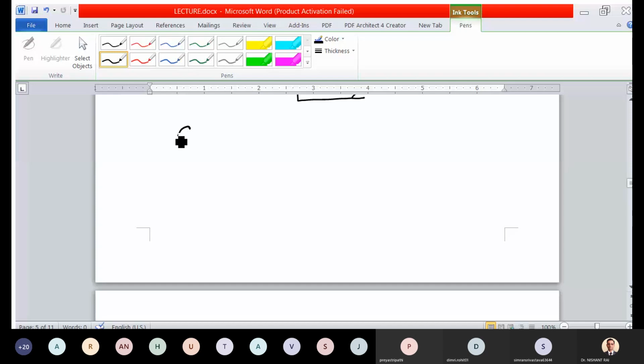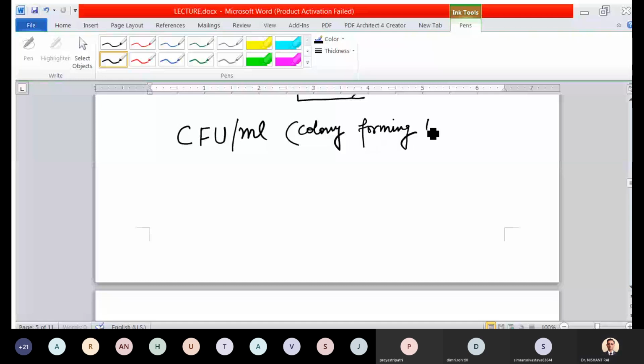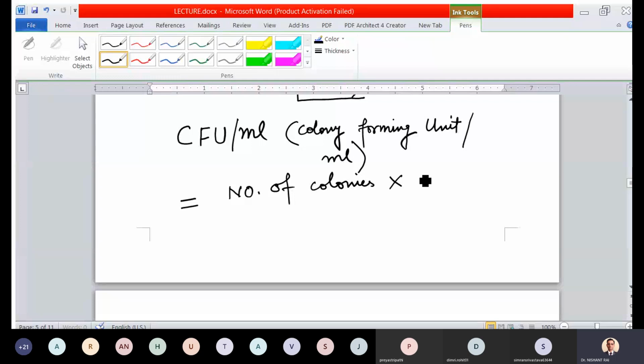So for this purpose, we'll use a formula which is known as CFU per ml, that is colony forming unit per ml, equal to number of colonies into dilution factor upon volume taken.